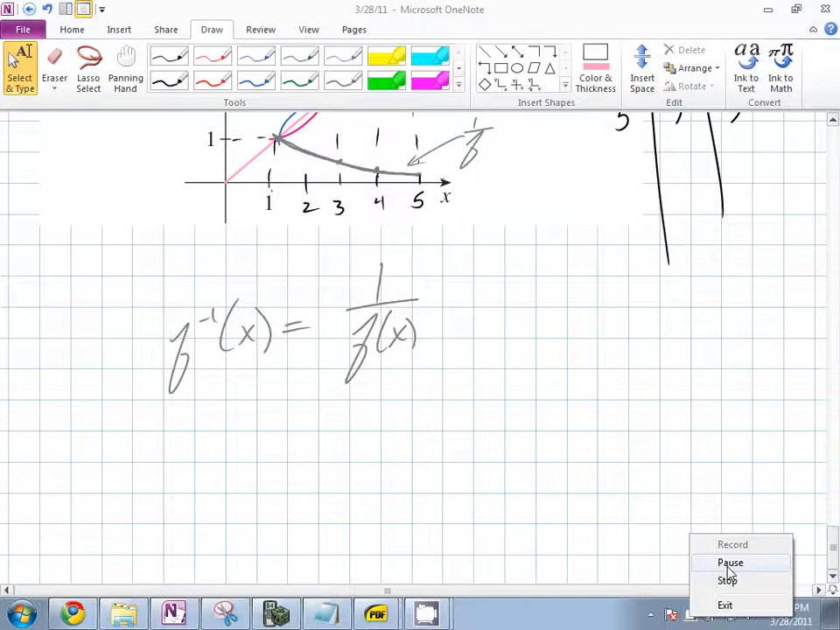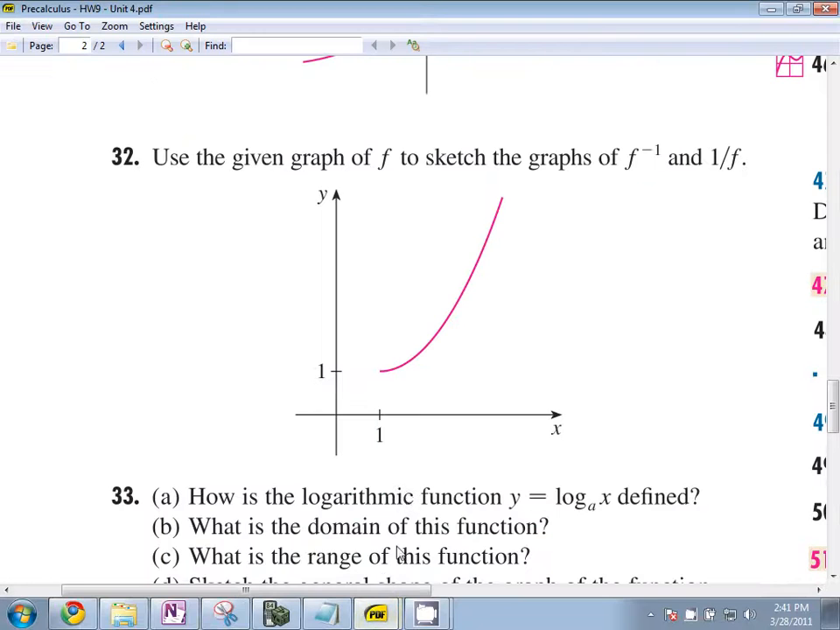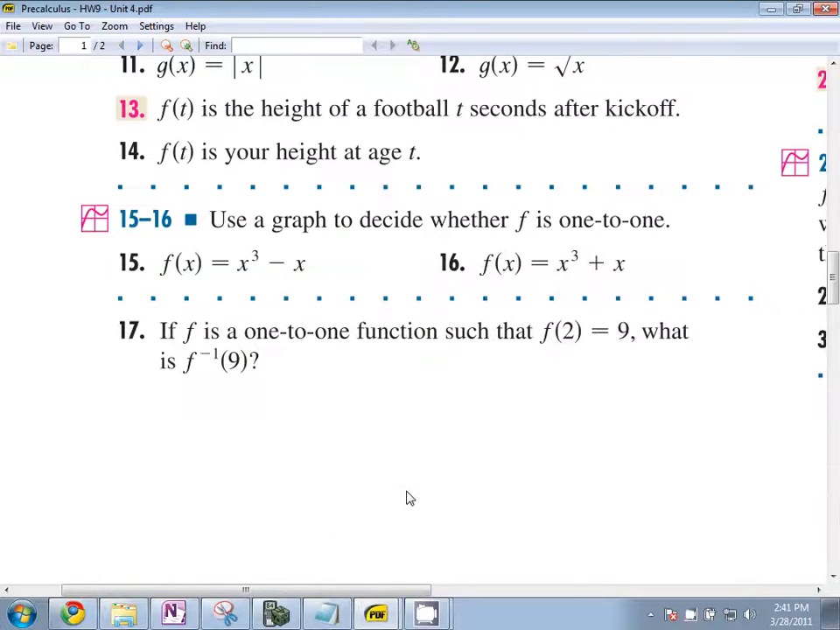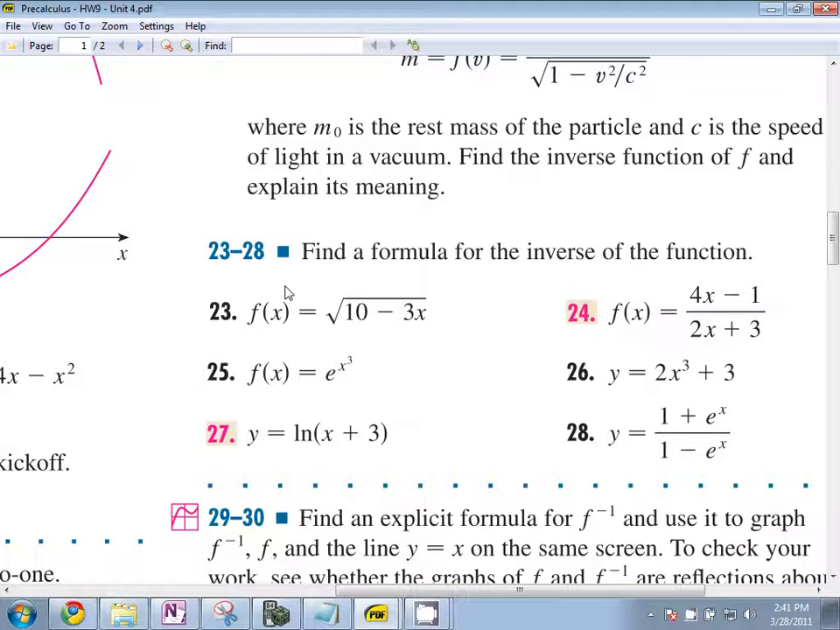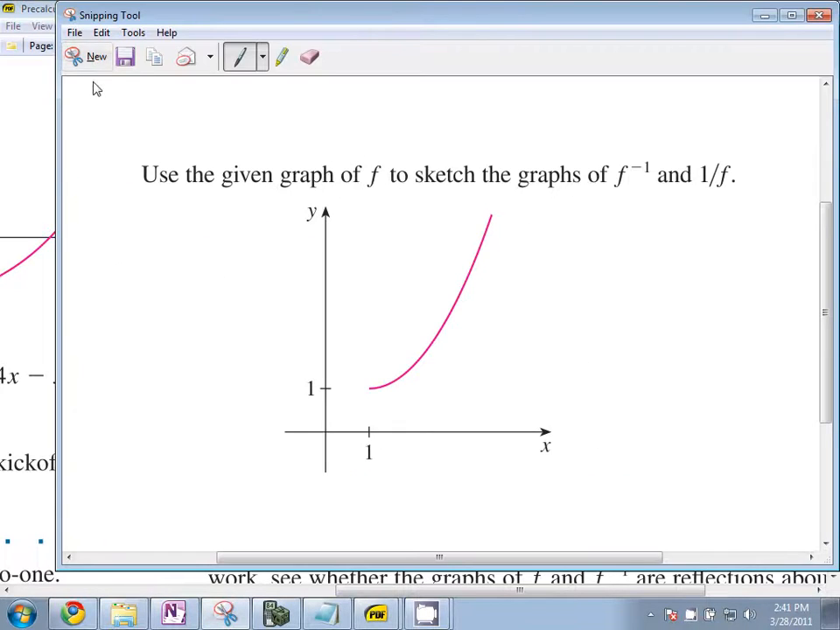23. We had a call for 23. Oh, yeah. Me and you got two different things. 23. Yes. Okay, find the formula for the inverse of the function. Okay, that's fine. We can talk about this one.